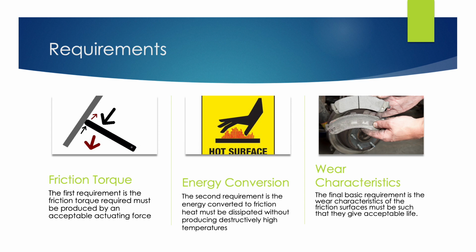With that being said, since we're focusing on clutches, a friction type clutch, now we'll be looking at the different requirements that must be satisfied for all friction type clutches. So the first requirement is the friction torque must be produced by an acceptable actuating force. The second requirement is that energy converted to friction heat must be dissipated without producing destructively high temperatures. And the third requirement is wear characteristics of the friction surfaces must be such that they give acceptable life.